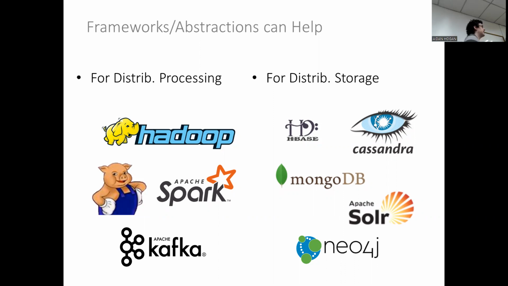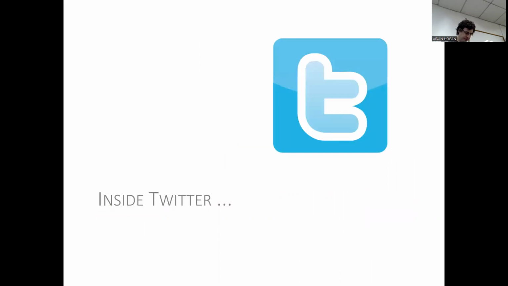Maybe have people here used MongoDB? Yeah, a couple. Cassandra? No? Solr, Neo4j, Elasticsearch? Yeah, that's good. Okay, you're in the right course. So we'll see these in the course later, right? So we're going to look at these abstractions. Okay. Any questions? Doubts?